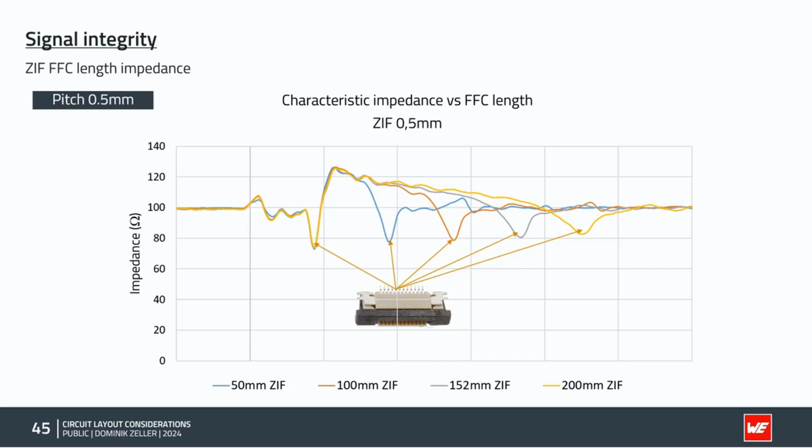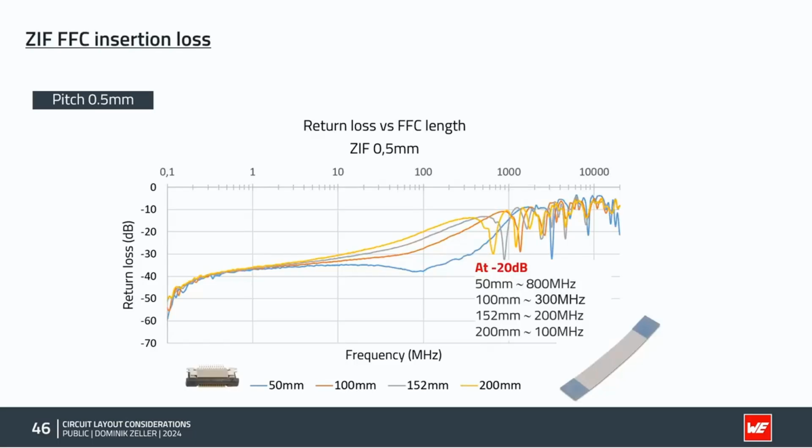The first thing is characteristic impedance is not dependent on the length, it will always stay the same. That's a good thing. The bad thing is, if you increase the length, also the insertion loss is going to be increased. And we did measurements and we thought, okay, what is the threshold where we say, okay, now the reflections are too much.